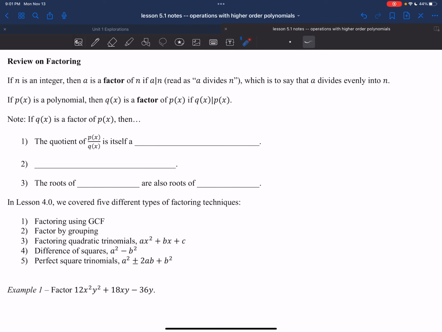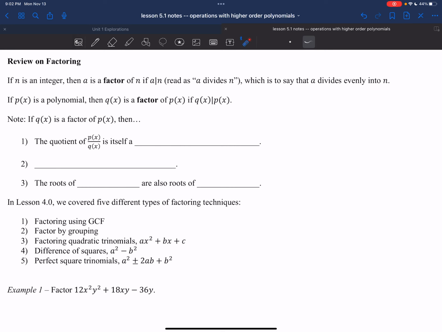So real quick, as a reminder, we say that something is a factor if it divides evenly into something. So A divides evenly into N, right? You say A is a factor of N if A divides evenly into N. The same is true for polynomials. If you have two polynomials, let P of X be a polynomial, and let Q of X also be a polynomial, then Q of X is called a factor of P of X if Q of X divides evenly into P of X.